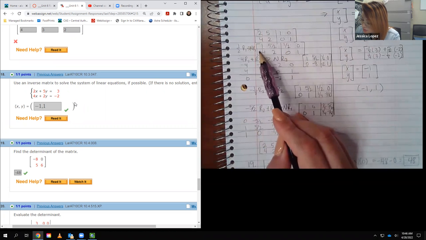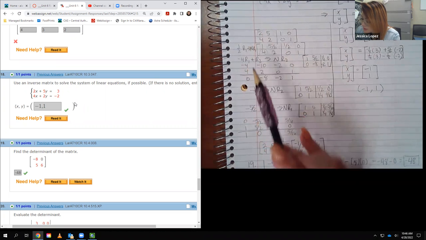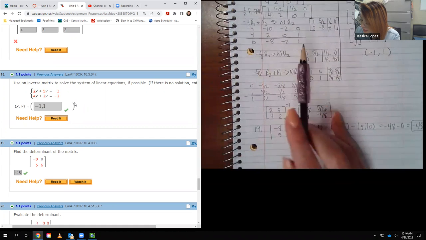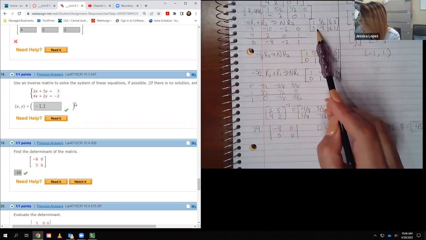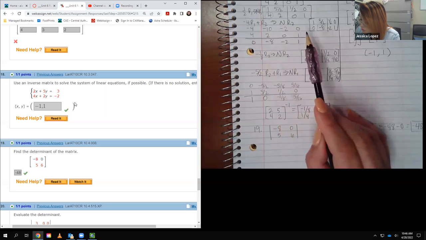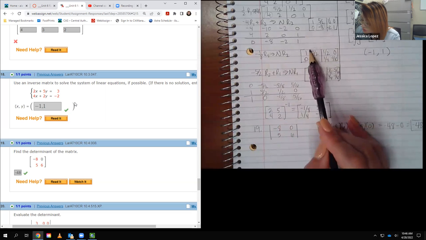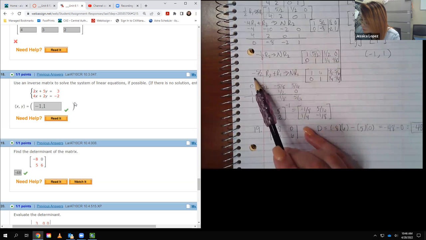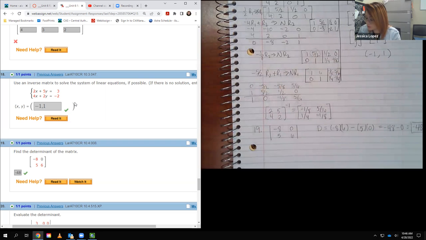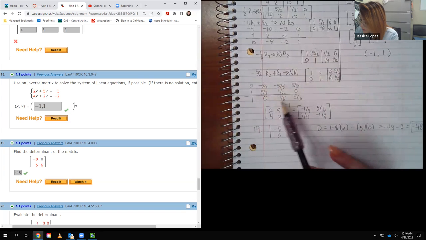Then I needed to turn this into a 0, so I did -4 row 1 plus row 2, and that gave me this result. Then I needed to get a 1 here, so I multiplied row 2 by the reciprocal, 1 over -8, and that resulted in this row 2. Then I had to change this to a 0, so I multiplied row 2 by -5/2, added my row 1 to get my new row 1, and I ended up with these results. And I showed the work over here.